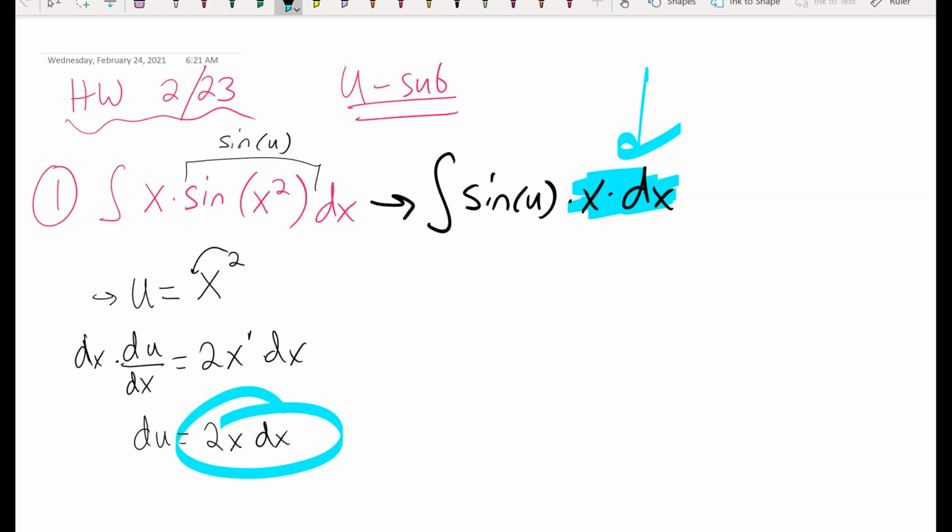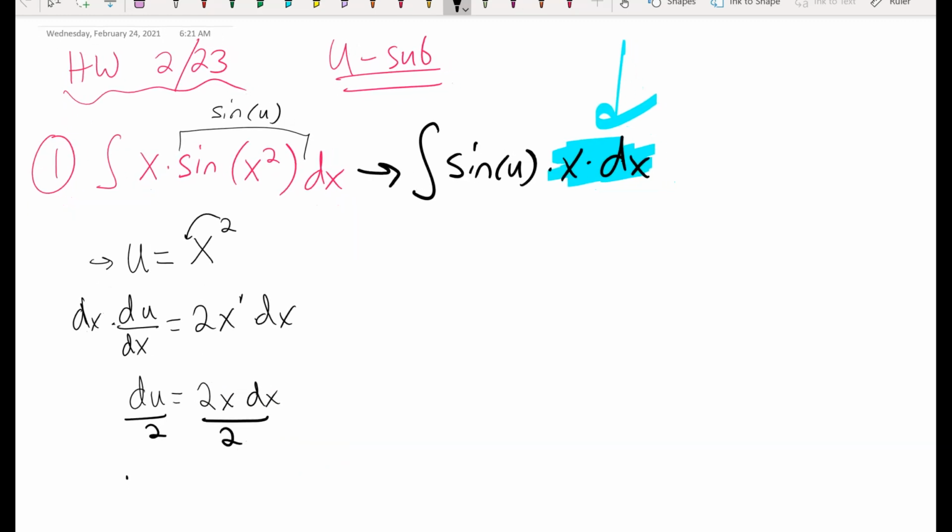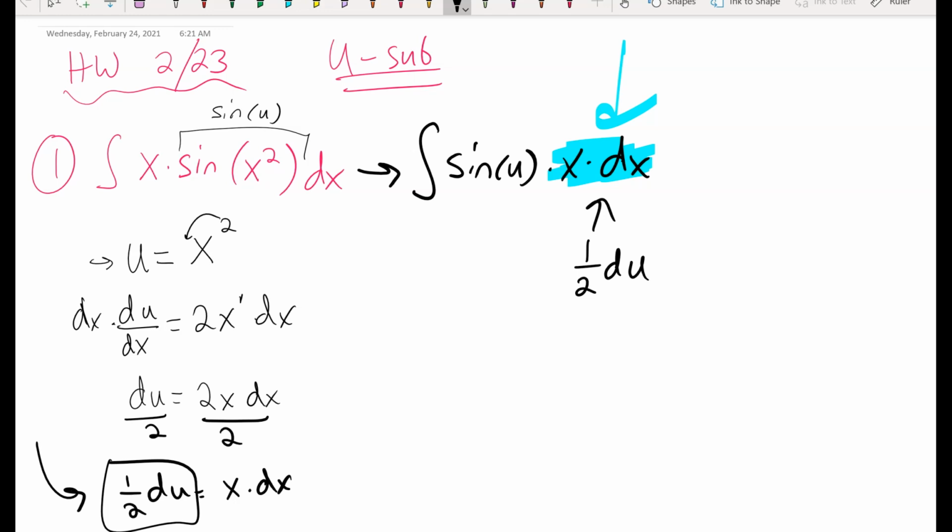Now, if I'm looking at what I have here for du, I'm pretty close, right? 2 times x dx. So to fix that, I'm just going to divide both sides by 2 here, to get that 1/2 du is equal to x times dx. So instead of writing x dx at the end there, I'm just going to write it as 1/2 du, because that equation down there says that those quantities are equal. So right now I have the integral of sine of u times 1/2 du.